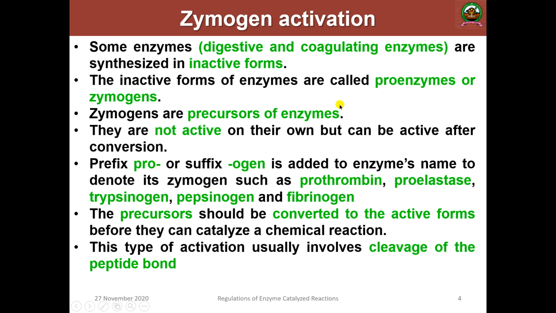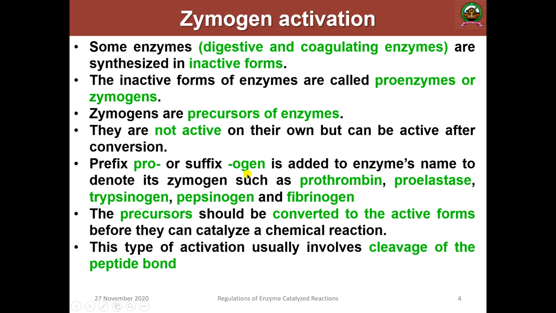The inactive form of an enzyme before it is converted into an active form is known as the precursor. They are not active on their own but can be activated after conversion from inactive form to active form. Then how will you represent a zymogen? A zymogen can be represented by adding the prefix pro or the suffix ogen to the enzyme's name, such as prothrombin, proelastase, trypsinogen, pepsinogen and fibrinogen. Here, thrombin is an active form, prothrombin is an inactive form. Elastase is an active enzyme, proelastase is an inactive enzyme.